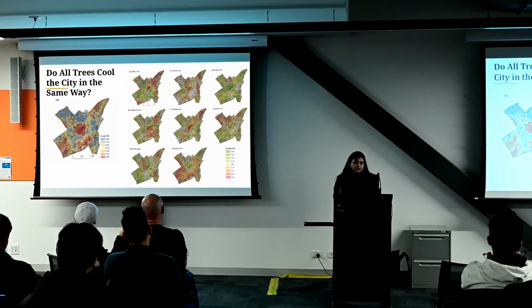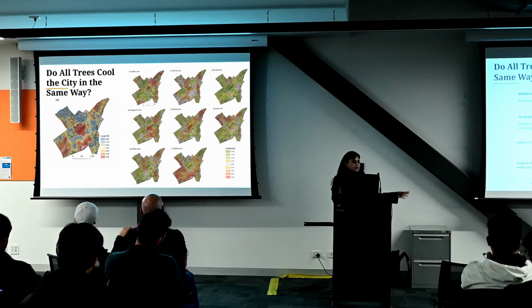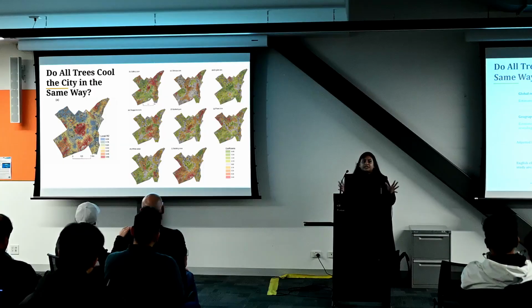The key part which I found in my model is that English elm, there is a species called English elm, provided the strongest prediction. Mugga ironbark was the least.